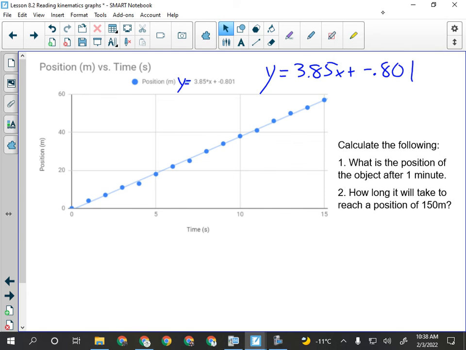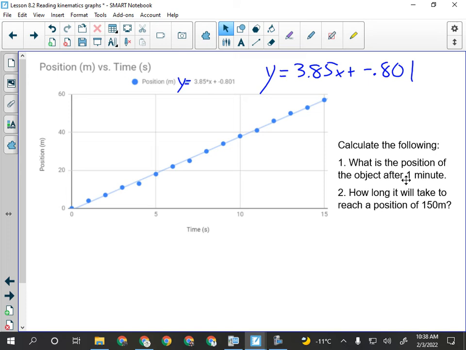All right, so for question number 1 here, we're looking for the position of the object after 1 minute. Anytime we have a graph and we're given the equation of the line asking us to calculate something, we need to figure out what part of the equation we are looking for. In this case, it's asking us to calculate the position. Which axis is position on? Y. It's on the y-axis, which means I'm solving for a y value that occurs at 1 minute.